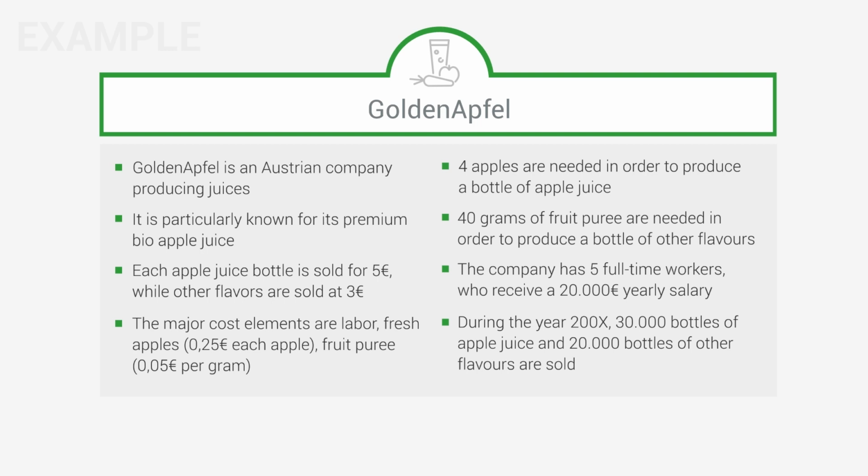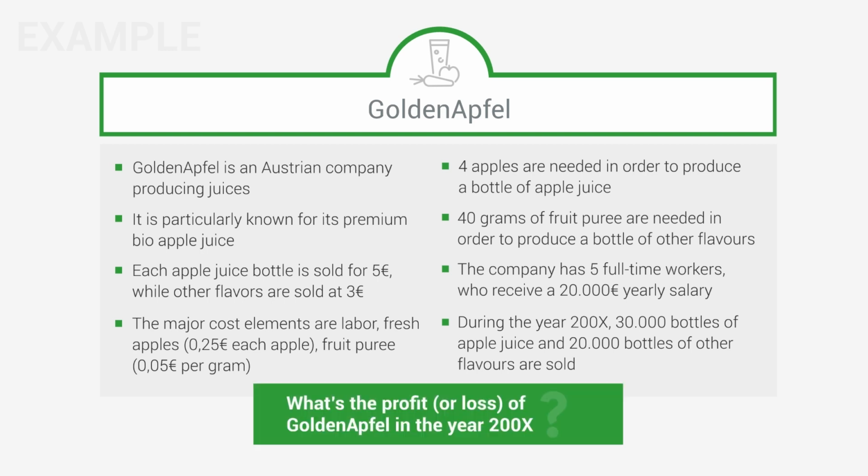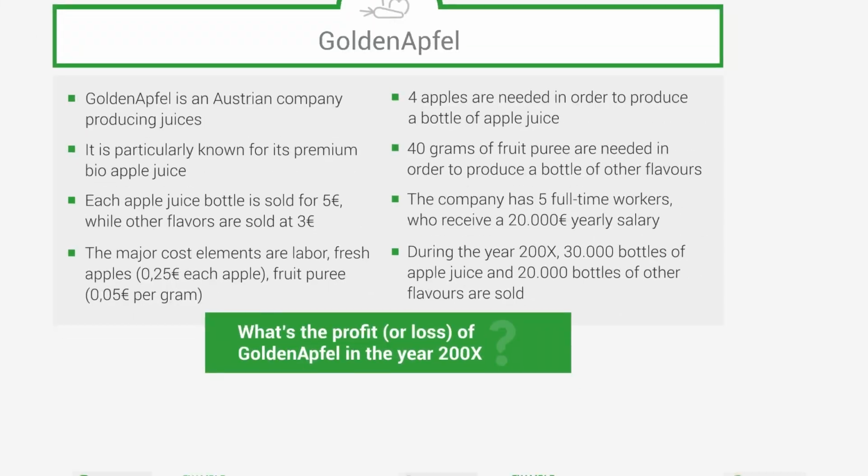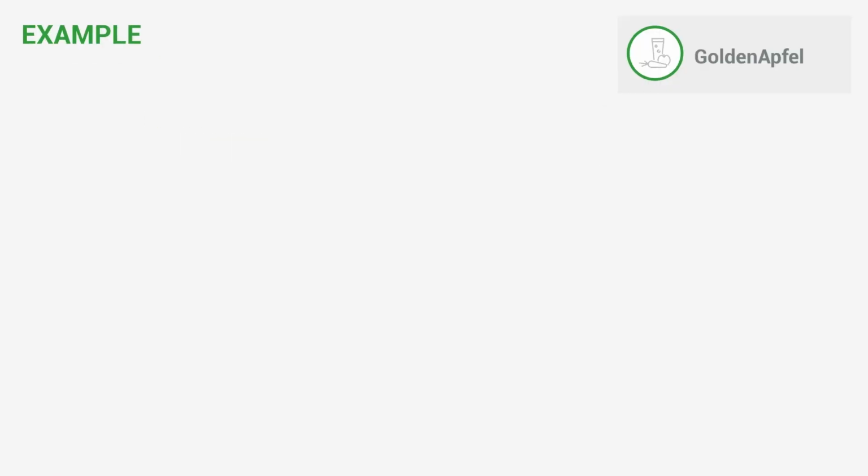The company has 5 full-time workers who receive €20,000 annual salary. During the year 2000X, 30,000 bottles of apple juice and 20,000 bottles of other flavors are sold. Now, what is the profit or loss of Golden Apfel in the year 2000X? A tree diagram will be useful to understand the problem. Draw the tree for profit.